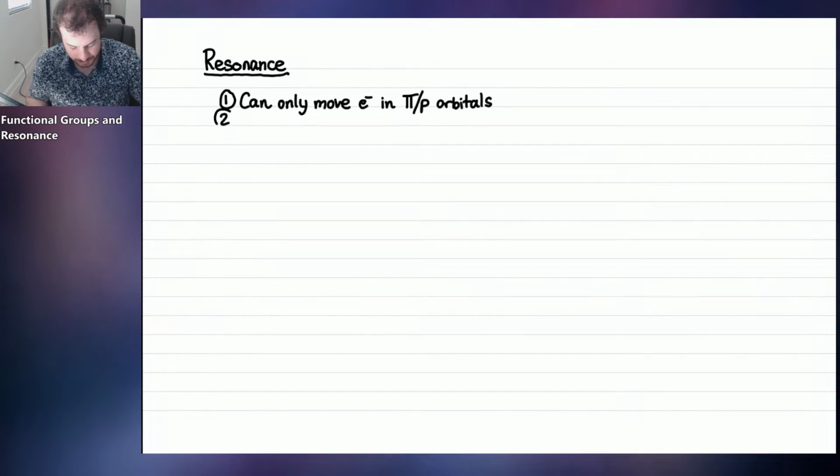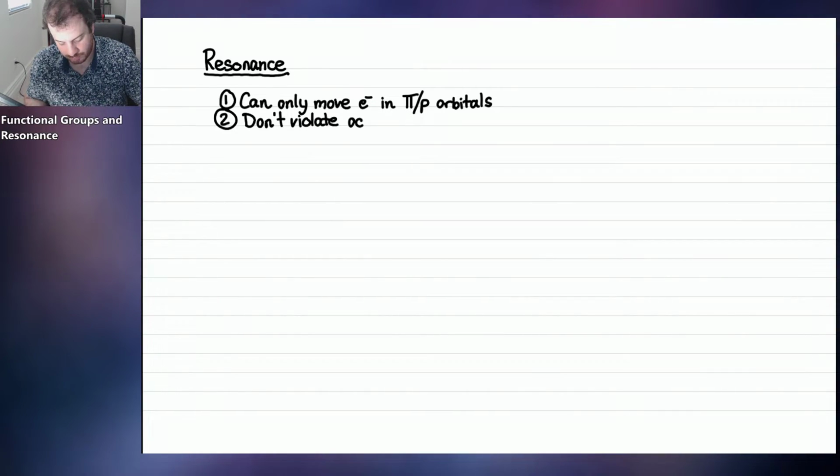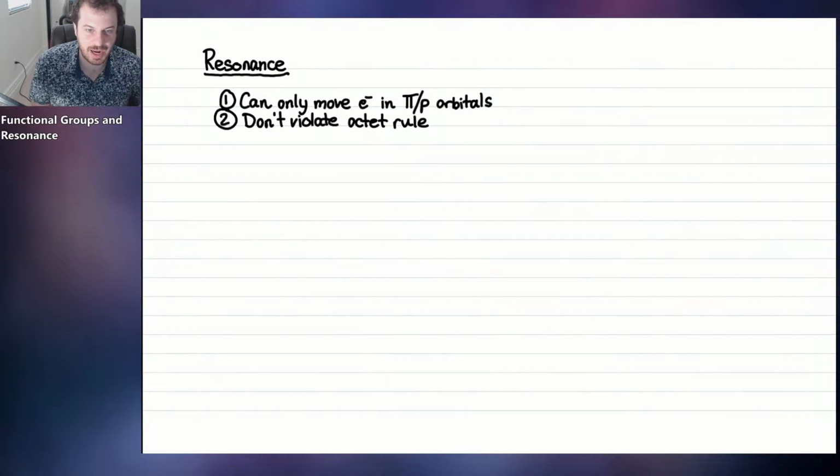Number 2, don't violate the octet rule. When you move electrons in pi or p orbitals, you should not end up giving 10 or more than 8 electrons to any atom. Similarly, you should not move electrons such that you leave any atom with less than 8 electrons. So a good resonance structure will not violate the octet rule.